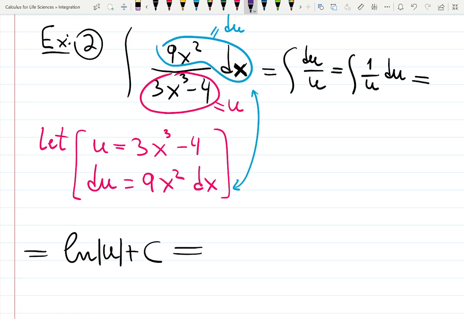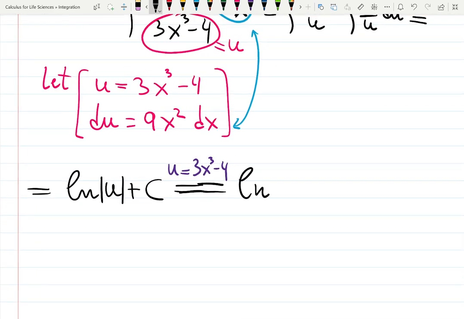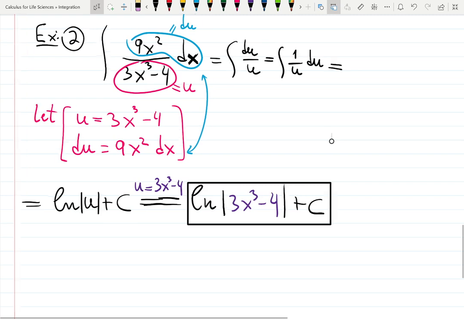So don't forget to plug it back. If this was like a 5 pages long integral, it's nice to actually write it down over here for the reader to know what is happening. The reader is reading your work, say another scientist from another class or lab, and you say, oh, u is actually 3x cubed minus 4. I chose it like this from the beginning. And then you will be like, oh, that's why u disappeared. And you have now 3x cubed minus 4 inside of the u. Many students plug it in right away, so you don't have to actually have this step extra. So it's ln of 3x cubed minus 4 plus c.